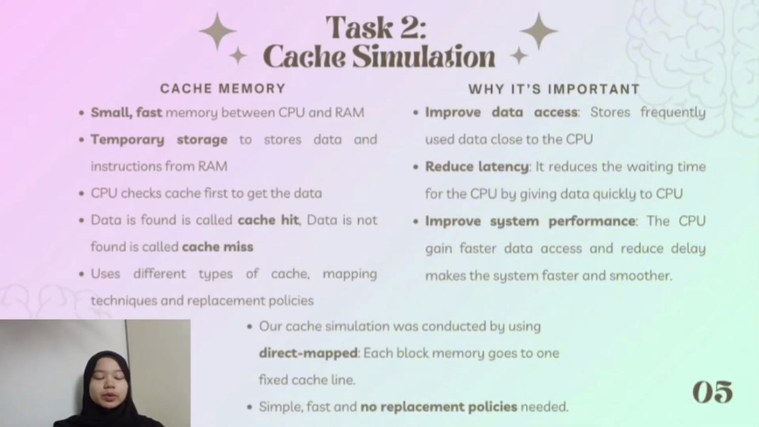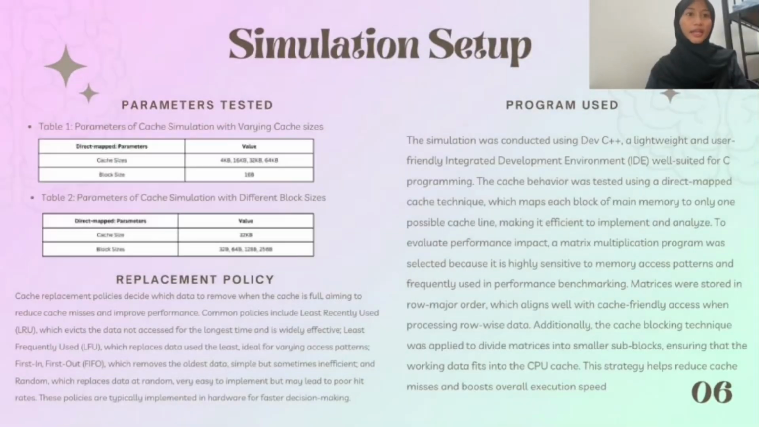Next, why is cache memory important? It improves data access as it stores frequently used data close to the CPU. Besides, it can reduce latency as it reduces the waiting time by giving data quickly to the CPU. Overall, cache improves system performance as the CPU gains faster data access and reduces delay, makes the system faster and smoother. Now I'm going to explain the simulation setup.